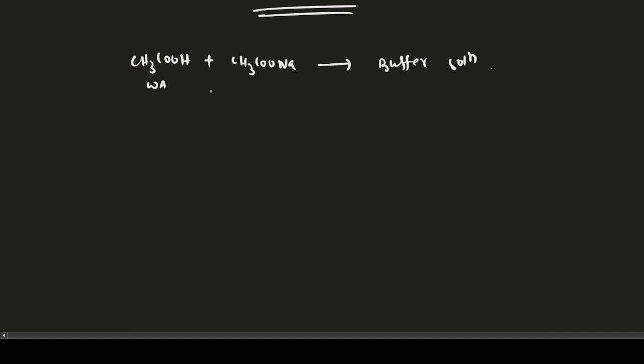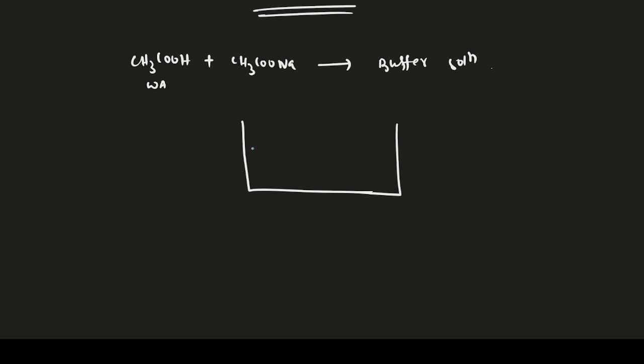Since CH3COOH is in the solution, see, in our solution these things are present: CH3COOH and CH3COONa. This weak acid partially dissociates into CH3COO minus plus H plus, and CH3COONa, because it comes from a strong component, is a strong electrolyte, so it is going to completely dissociate.